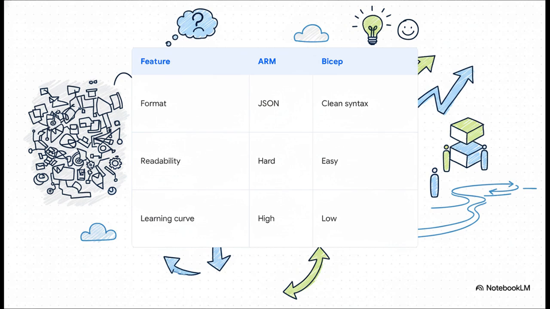Where ARM templates can feel like you're drowning in this complicated, messy JSON, Bicep gives you a clean, simple syntax that's just so much easier for us humans to read and write. And what does that mean? A much, much lower learning curve. It makes infrastructure as code accessible to everybody, not just the JSON experts.